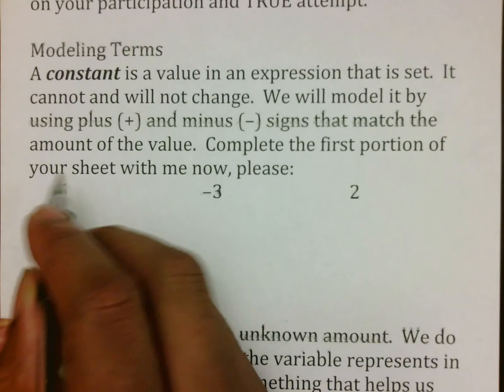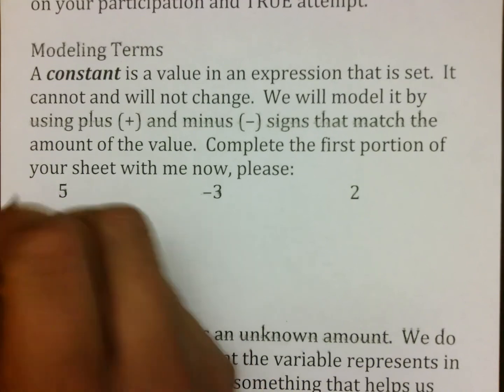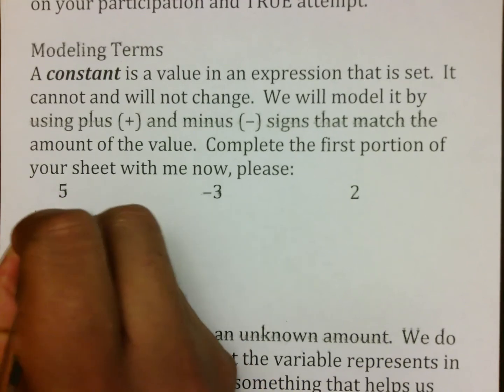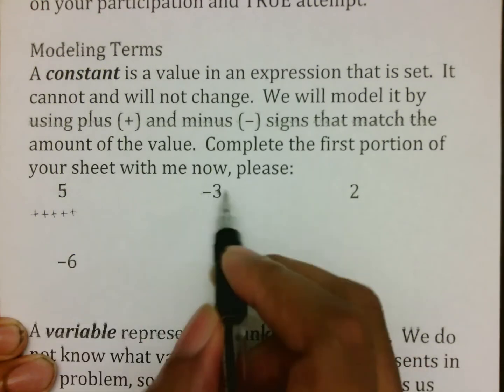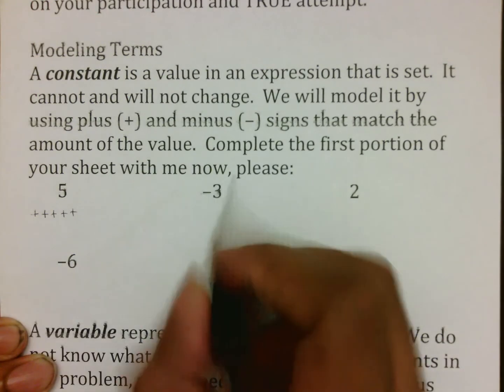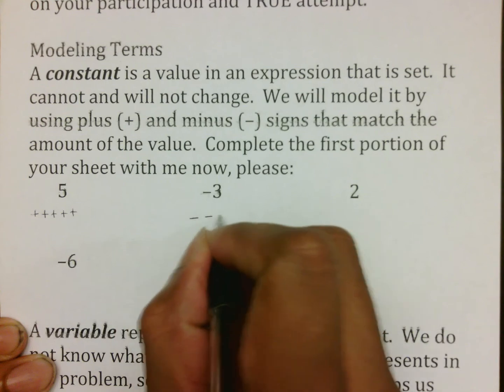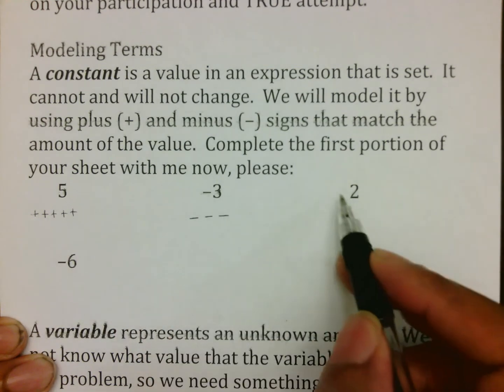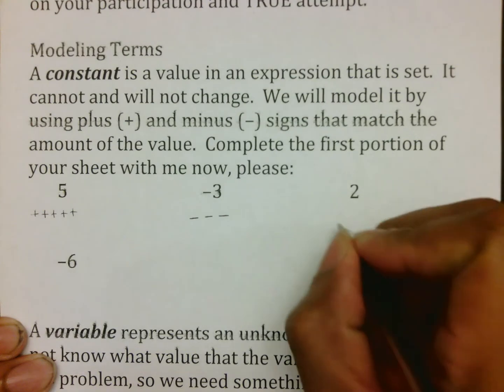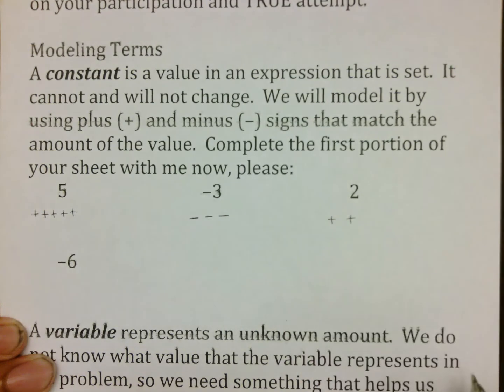If you see the number 5, the first thing we recognize is that this is a positive 5, and so we will put 5 pluses in its place to model that 5. If we see a negative 3, we understand this 3 is negative, and we will model it using 3 negatives. Again, 3 negatives mean negative 3. If we see a 2, it is a positive 2, so we will model it with 2 pluses.